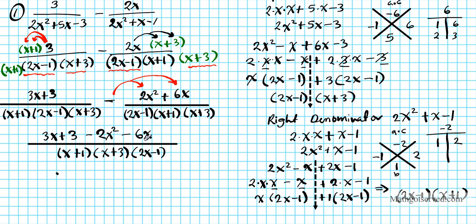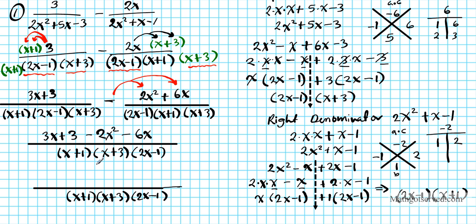Let's bring down the denominator because it doesn't change. We just did it just like that. So we bring down the denominator as it was before. We'll have x plus 1 times x plus 3 times 2x minus 1.